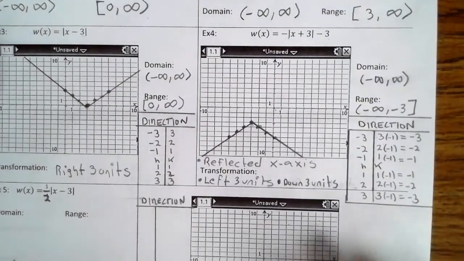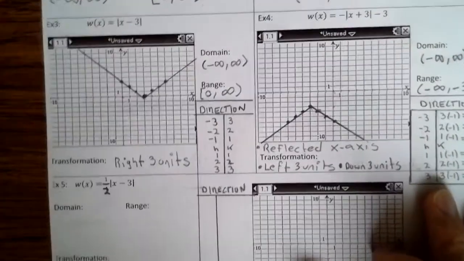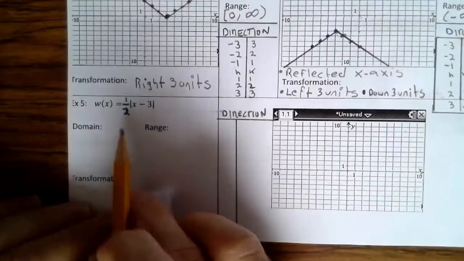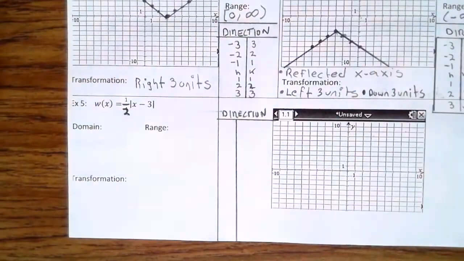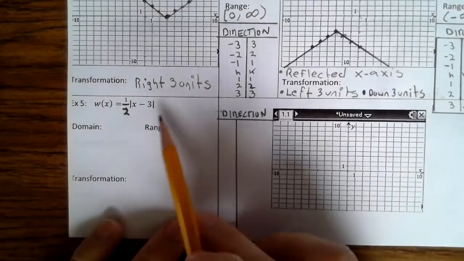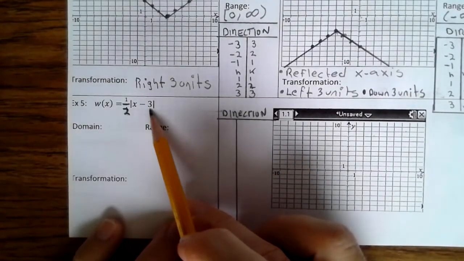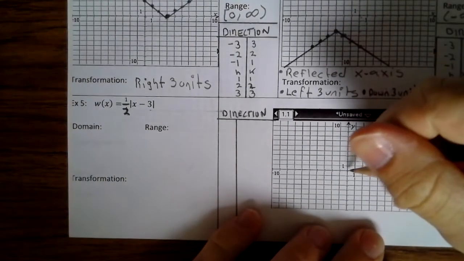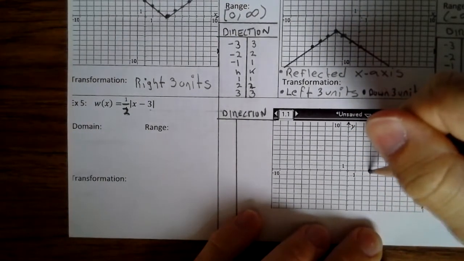All right, let's take a look at example 5. Now, I made a change to example 5. Let's go and change the 1/4 to 1/2. Okay. Now, it looks like we need to move the vertex at -3 means we go right 3 units. So we go 1, 2, 3. There's a new vertex.